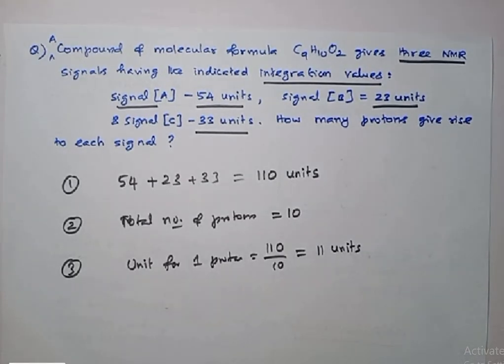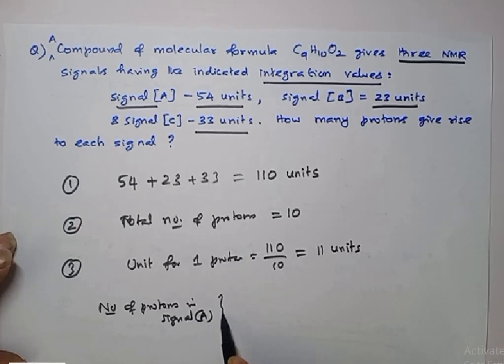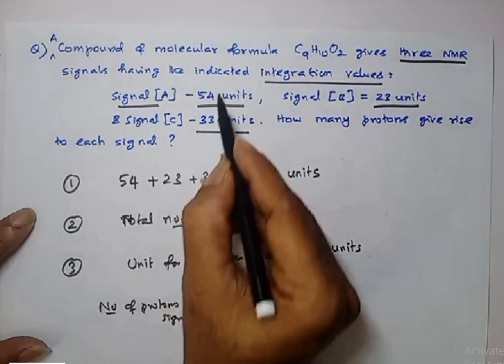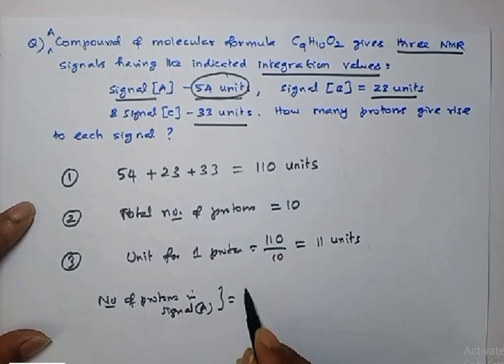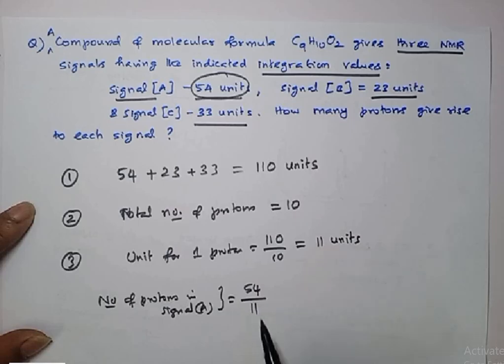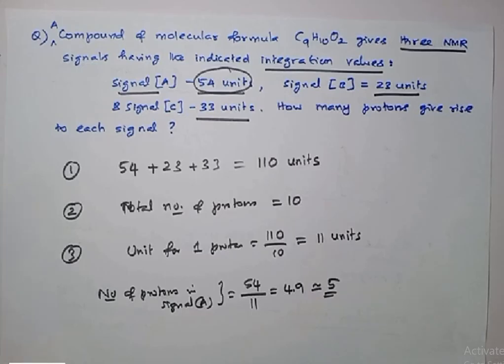Note down. Therefore, the number of protons in signal A: how to find how many protons will give signal A? Very simple. See, signal A is 54 units, and each proton is 11 units. So 54 divided by 11 is roughly 4.9, so it is roughly 5. So this signal has 5 protons, right?